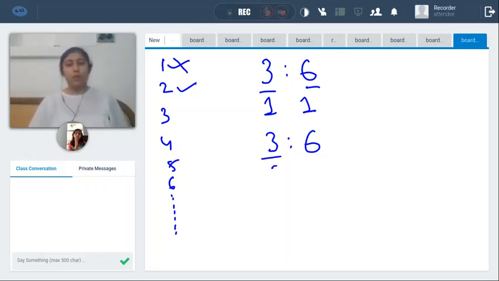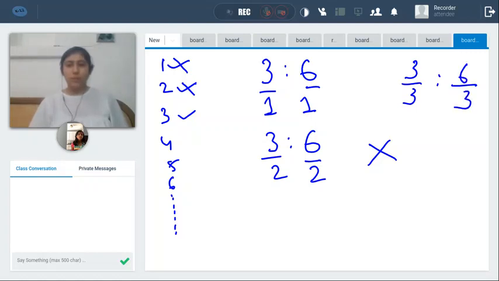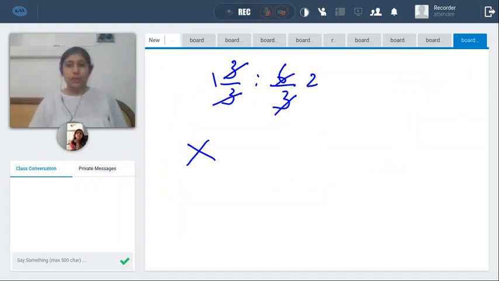Now let us divide both of them by 2. Will 3 get divided by 2? No. So this is also a failure for us, right? So we'll move to the next number, which is 3. What will you do? You will divide both the numbers by 3. So 3 ones are 3 and 3 twos are 6. So the ratio becomes 1:2. So this is also another way.